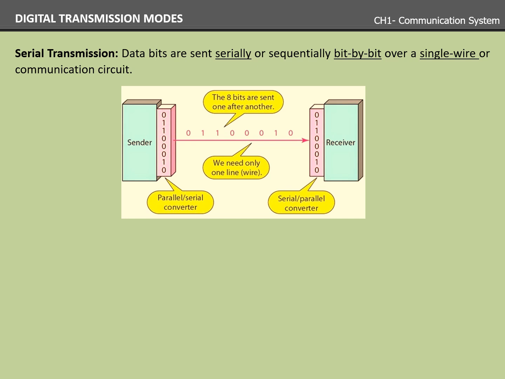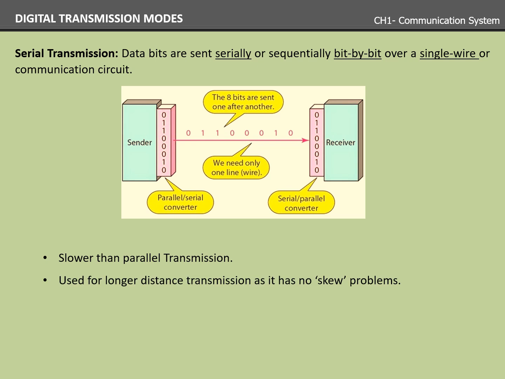For serial transmission, the data bits are sent serially or bit by bit over a single wire. Therefore, it is slower than parallel transmission. But it is suitable for long-distance transmissions as it has no skew problem. Currently, it is the predominant method of transferring information in data communication.